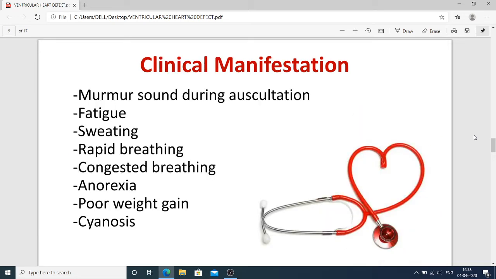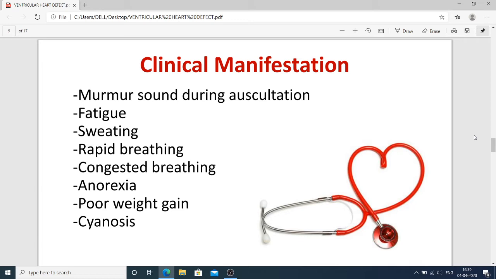Okay. Then clinical manifestations. In clinical manifestation, there is a murmur sound during auscultation. What do you mean by murmur sound? You know, the sound of your heartbeat is lub-dub, lub-dub. In some people, the blood makes an extra noise as it flows through the heart. And that sound we can hear with the help of a stethoscope in between the lub and dub. This sound is called a murmur.